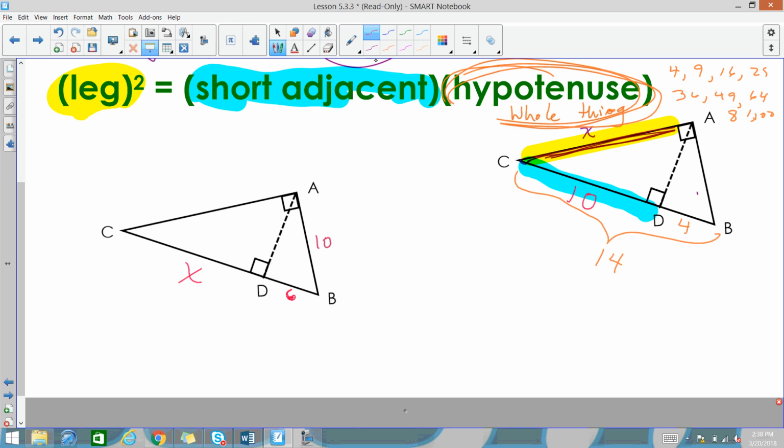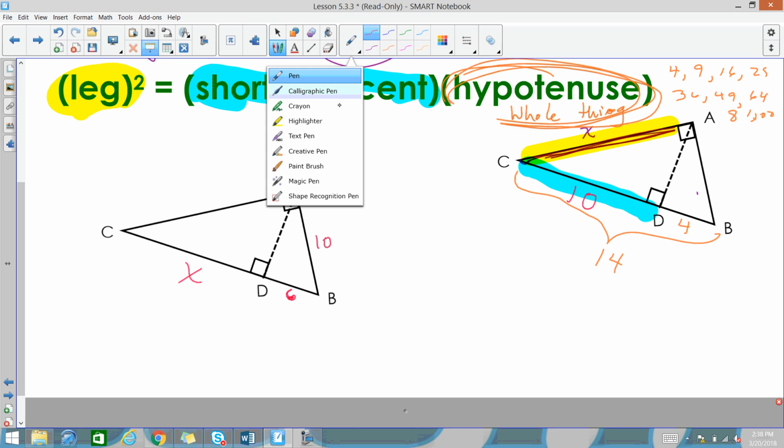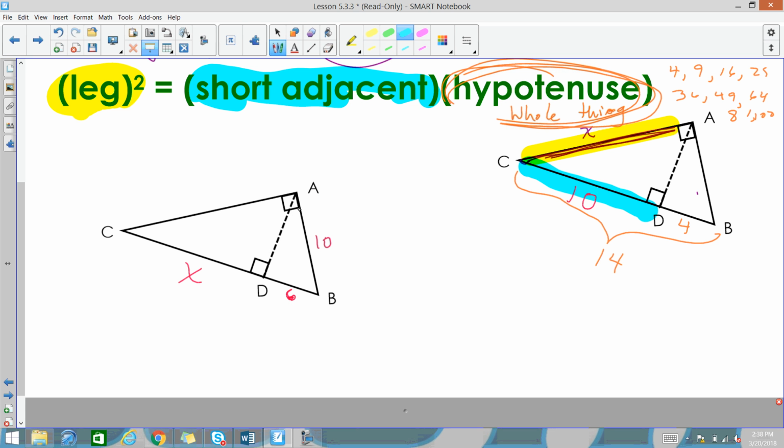So anyway, a lot of kids are going to look at this and say, all right, I can use altitude. But if you don't have a variable for altitude, you don't want to add in another variable. But since you have a leg, and we're always dealing with a big triangle, since we have a leg of the big triangle that we know, we can do leg squared. So in this case, it's 10 squared.